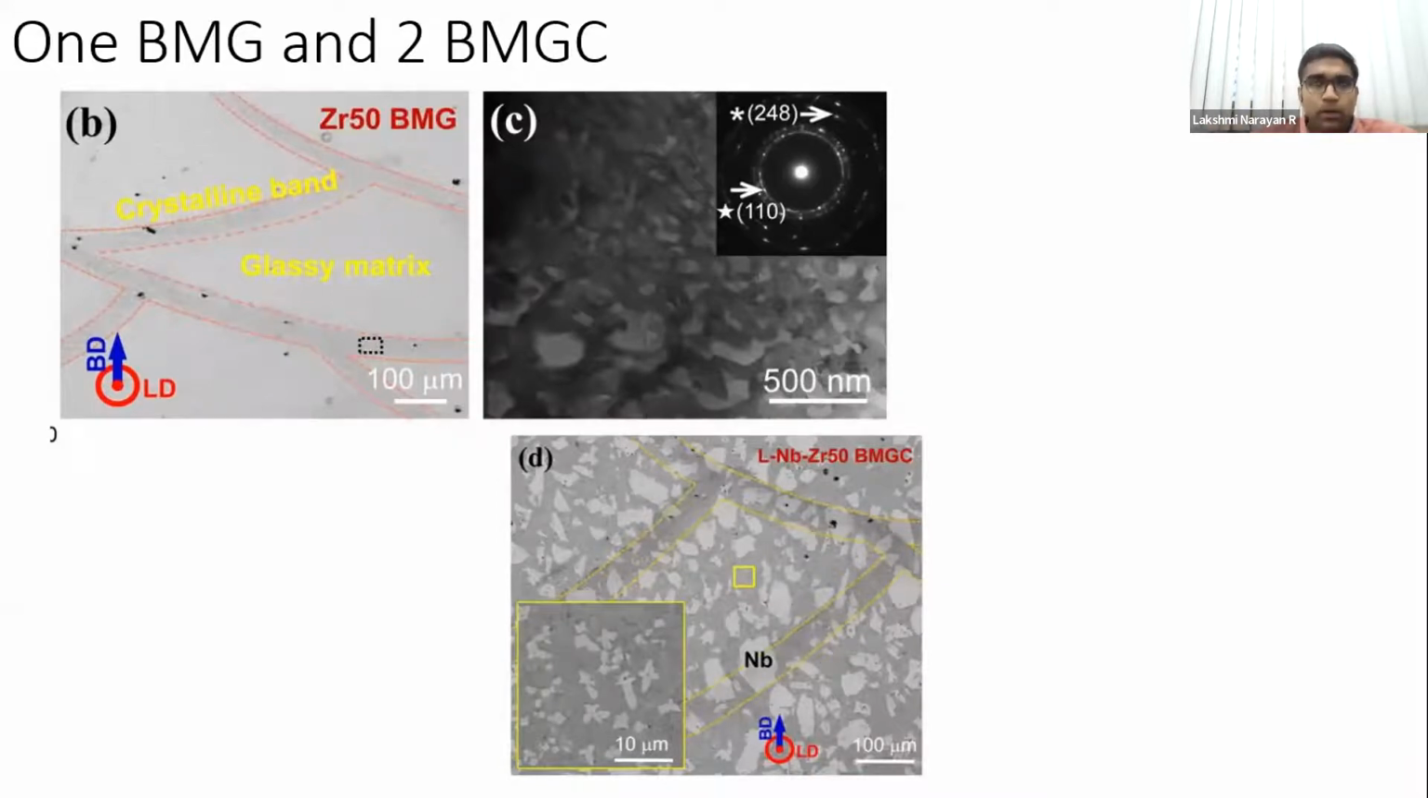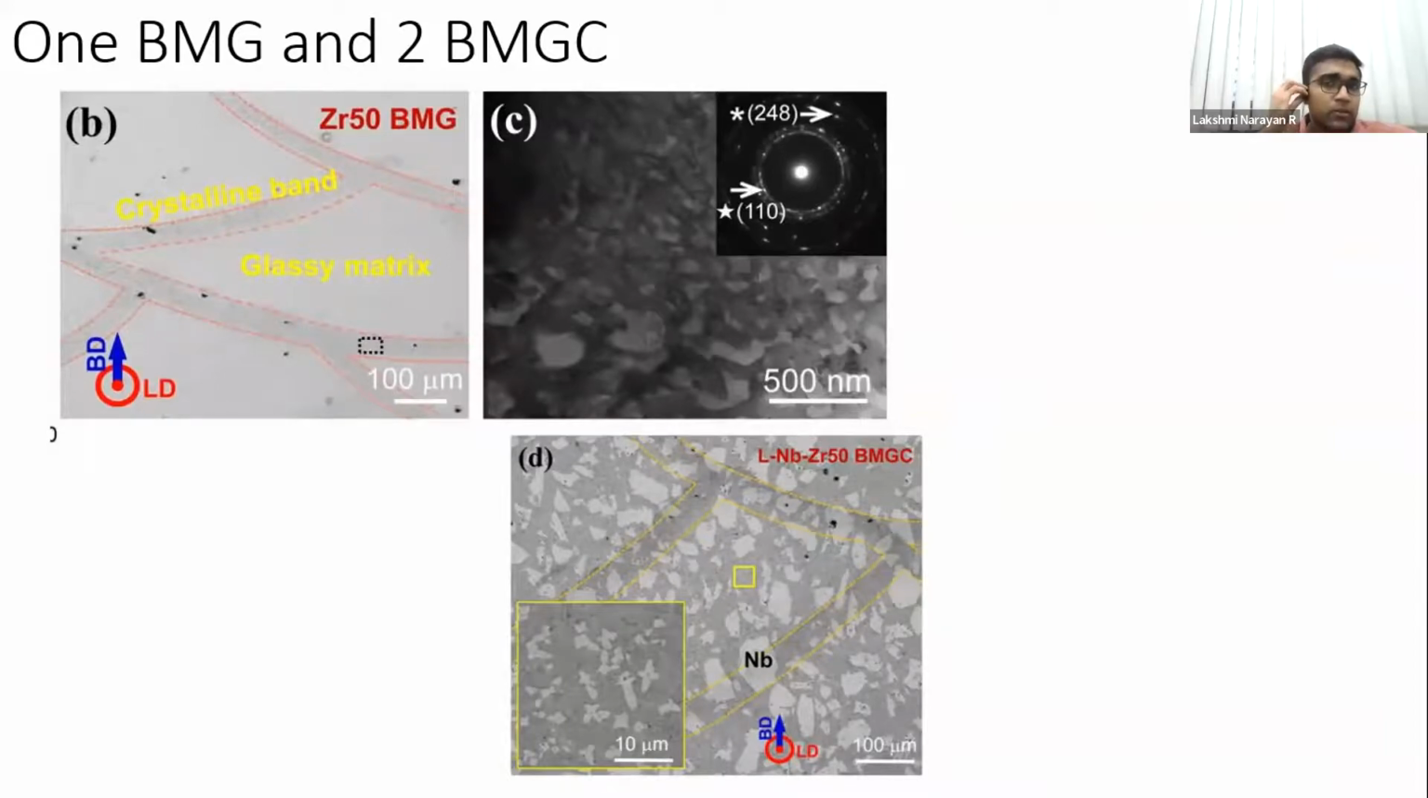Okay, and if you look at the composite now, we did 2 powers. One we did a very low power, which is about I think 600 watts power we used. And at 600 watt power, what we saw was that you will have this niobium, and these niobium particles are irregular shape. If you remember, I had shown you that niobium particles have irregular shape, and these niobium particles are scattered all around it. In fact, even within the crystalline bands, you will have the niobium particles.